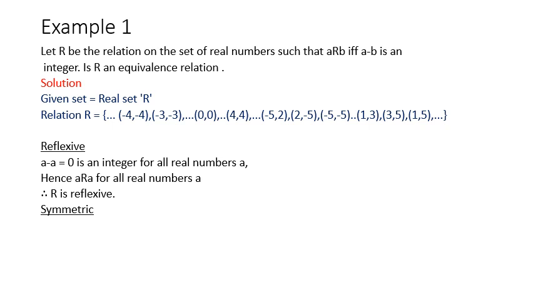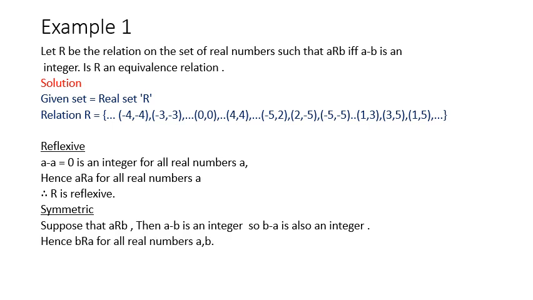So for the symmetric case also, we can generalize it and write that, suppose that a is related to b, then a minus b is an integer, so that b minus a is also an integer. Okay, we can take its reverse. a minus b is an integer as well as b minus a is also an integer. That means b is related to a for all real numbers a and b. Therefore, R is symmetric.